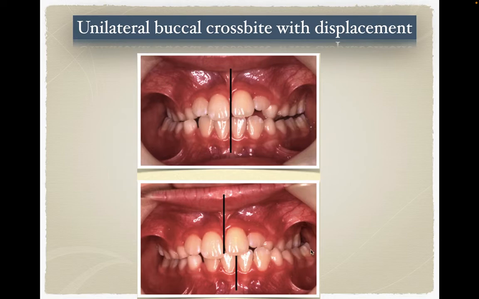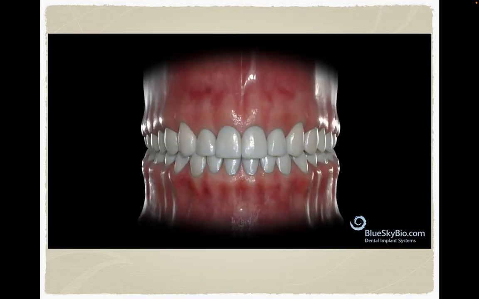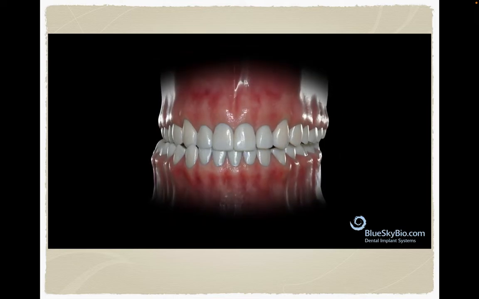Buccal, because remember our reference is always the lower arch, not the upper arch. So if the buccal cusp of the lower is buccal to the buccal cusp of the upper, that means that we have a buccal crossbite. So when the teeth bite cusp to cusp and then displace the mandible, we call it unilateral buccal crossbite with displacement. This video will help us to understand it even more.